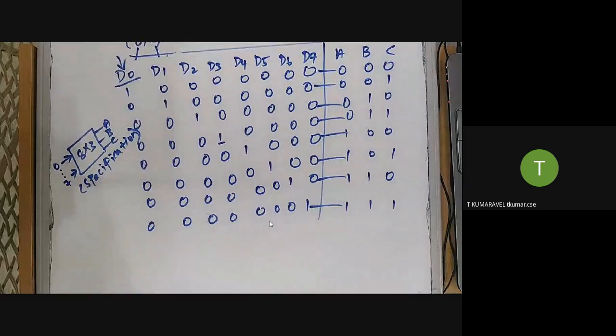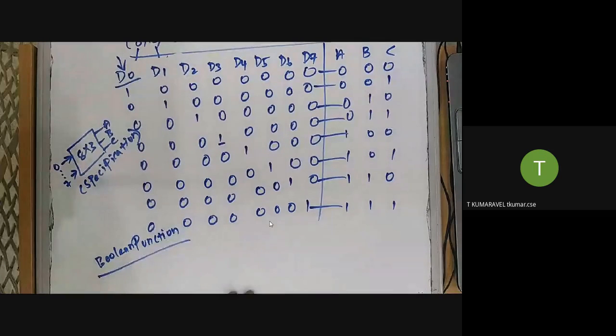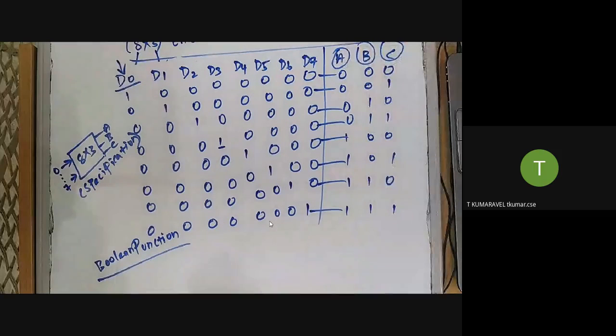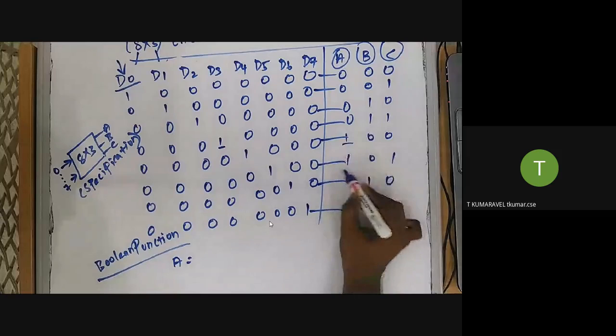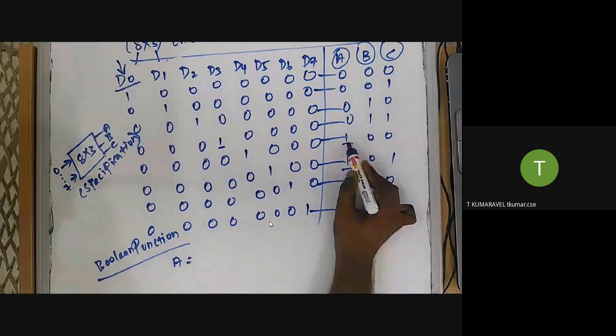The next thing is that we want to form the Boolean function. How do we form the Boolean function? Based on the output value. How many outputs are available? Three outputs are available, namely A, B, C, and for each one of the outputs you should form a Boolean expression. First, I'm going to form the Boolean expression for A. How do you do that? You look at the output and find the places where the output equals 1. You take the respective input combination.